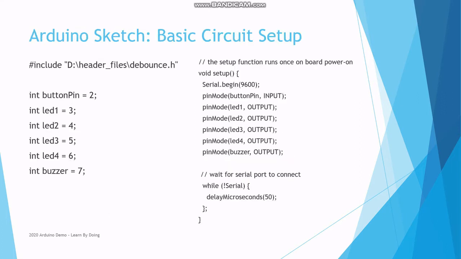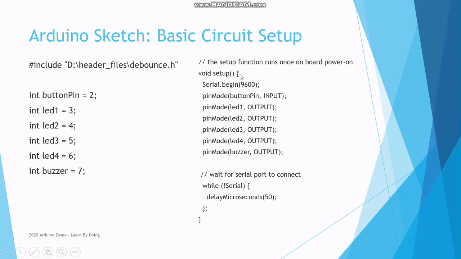The basic circuit setup related code in the Arduino sketch is in the beginning. You will see the include statement, then some integer variable setup. The numbers 2, 3, 4, 5, 6, 7 relate to the digital pin numbers which are used in the Arduino sketch. So digital pin number 2 is used for the button pin, 3 for LED 1, 4 for LED 2, 5 for LED 3, 6 for LED 4 and 7 for the buzzer. They are all integer variables.